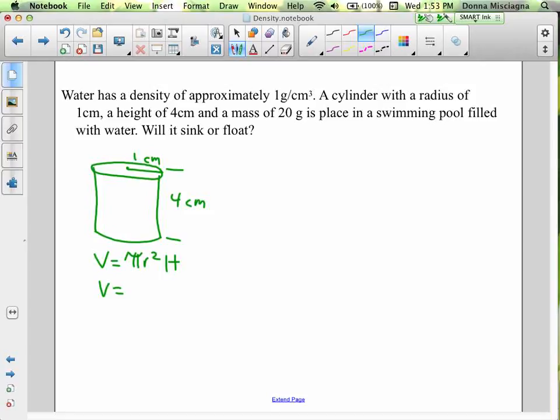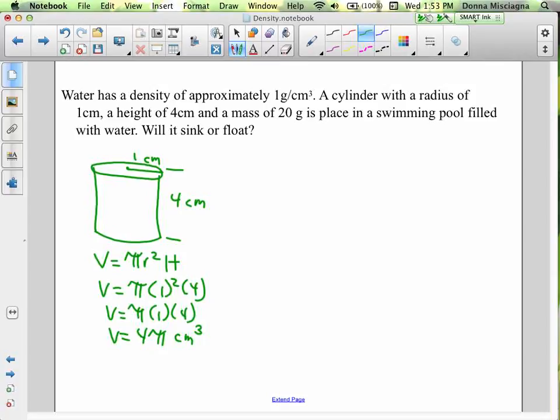Right, so we're going to substitute in pi times 1 squared times 4. Well, 1 squared is 1, so times 4, our volume is going to be 4 pi, and our units were centimeters, so 4 pi centimeters cubed. Now we have our volume.